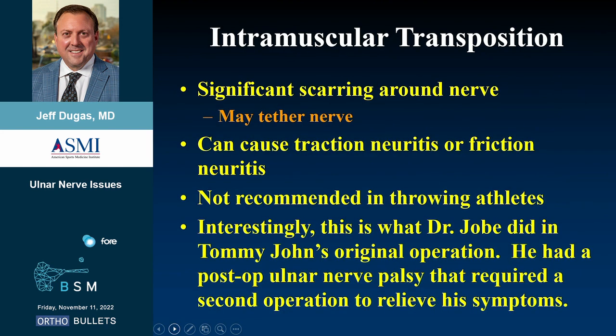Intramuscular transposition, a lot of scarring around the nerve, can tether it, can also create compression from the muscle function, traction neuritis. Again, not recommended for throwing athletes, but interestingly, this is what Dr. Jobe did in Tommy John's original operation, and he had a postoperative nerve palsy that required a second operation. He eventually got back. He actually had a claw hand for a while, and he got back, and we all know that he won more games after than he did before.